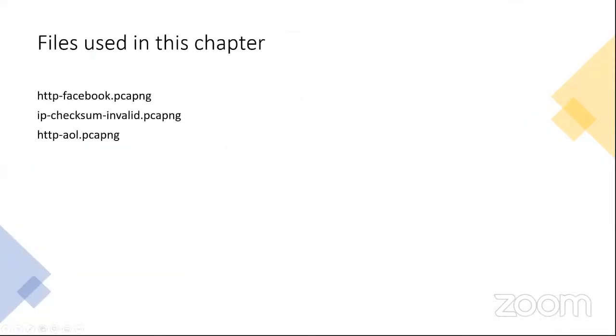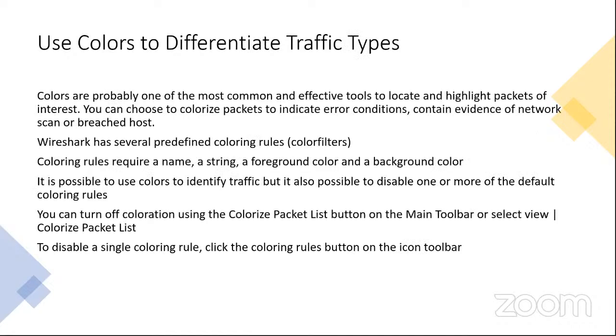All right, so the files that we're using in this chapter: the Facebook file, there's a checksum invalid file, which we expect probably has a lot of black things in here. And then there is an AOL HTTP file. So colors are probably one of the most common and effective ways to locate and highlight packets of interest.